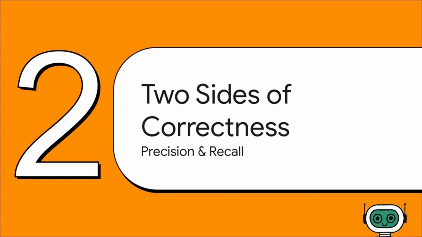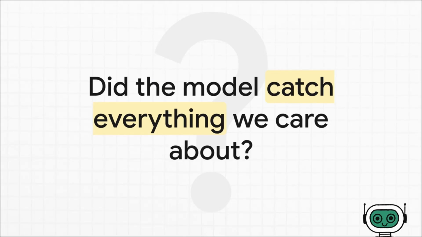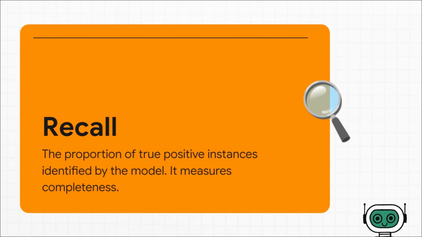Okay, so this shows us that overall accuracy is just too blunt of a tool. We need to ask better, more specific questions to understand what our model is actually doing. There are really two sides to being correct. The first question we should ask is about completeness. Of all the actual hate speech comments that existed in our data, how many did our model successfully find? Did we let anything important slip through the cracks? In machine learning, there's a name for this. It's called recall. A high recall means your model is doing a great job of finding all the things it's supposed to find. It's comprehensive.